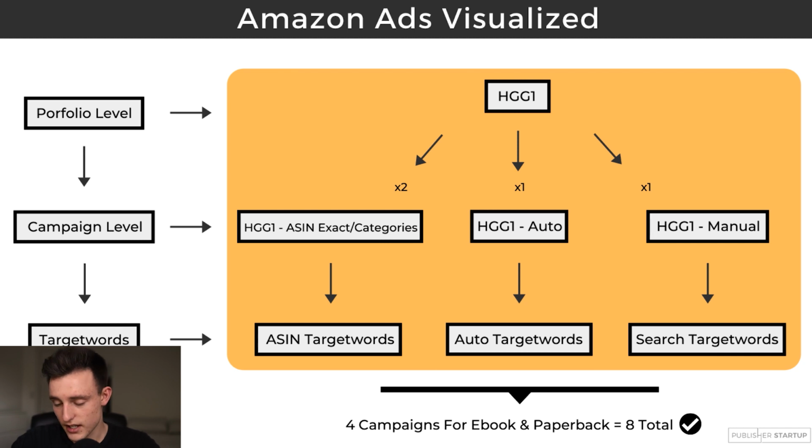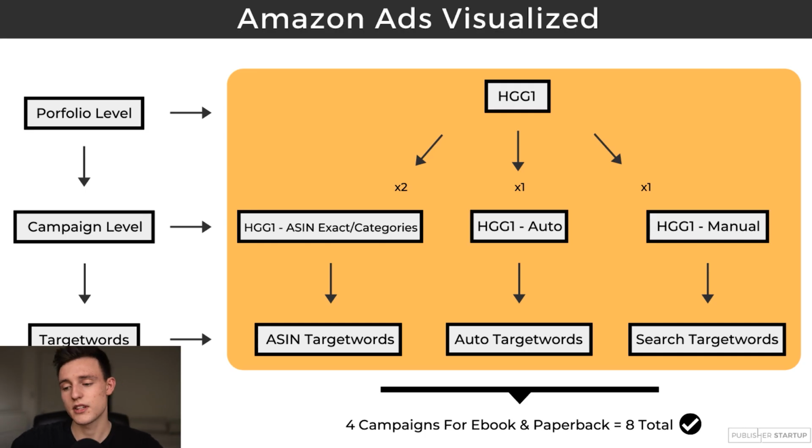So here's an Amazon ads visual that I have made just to give a little bit more clarity to everything that I'm talking about here. You can see there's the portfolio level, which is named HGG1. And then below that, you can see there's 3 different streams, but there's actually 4 different types of things, because there's 2 different types of ASIN Amazon ads. So you can see we have the ASIN ones on the left there. In the middle, we got the auto campaign. And then on the right, we have the manual campaign. Below that, we have our ASIN target words, our auto target words in the middle, and then our search target words on the right. So in total, we have 4 different kinds of campaigns.